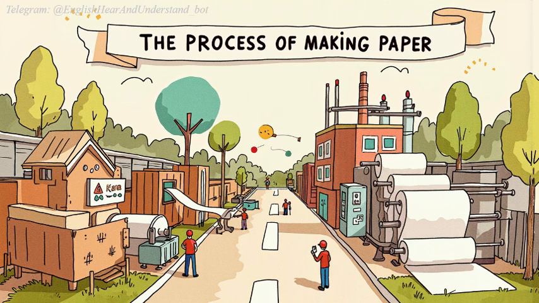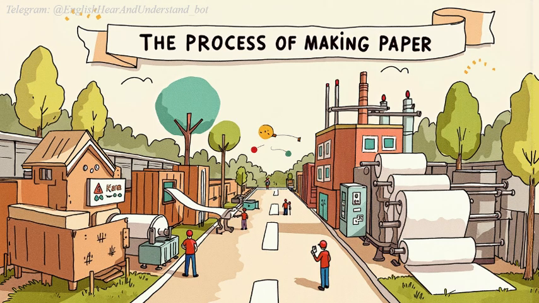Step 8. Cutting the paper. Now that the paper is dry, it needs to be cut into smaller sizes. The large rolls of paper are taken to a cutting machine. This machine cuts the paper into sheets of different sizes, such as A4 or letter size. The cut sheets are then stacked and packaged for shipping.